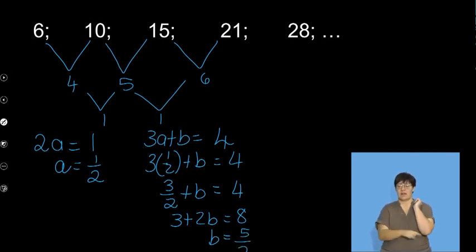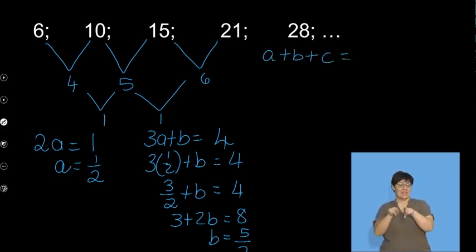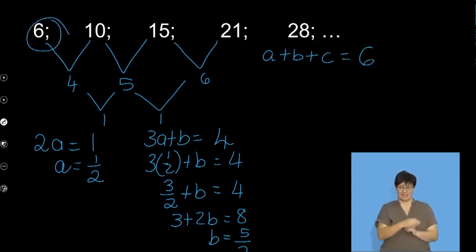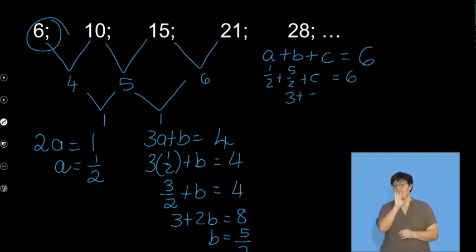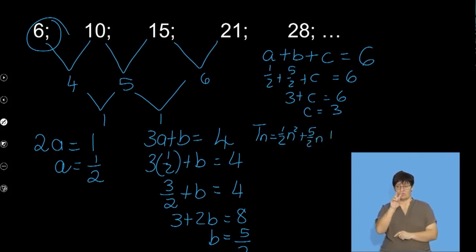Then last but not least, let me just erase that. And lastly, a plus b plus c is equal to the first term of the entire sequence, which we can see in this case is 6. So I'm going to have a half plus 5 over 2 plus c is equal to 6, which means I'm going to have 3 plus c is equal to 6. So c is equal to 3. Let's just conclude the general form for this quadratic sequence will be a half n squared plus 5 over 2 n plus 3.